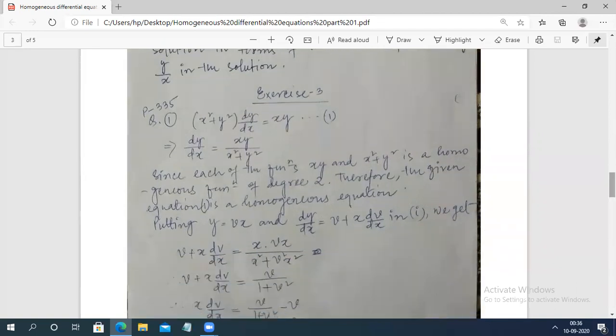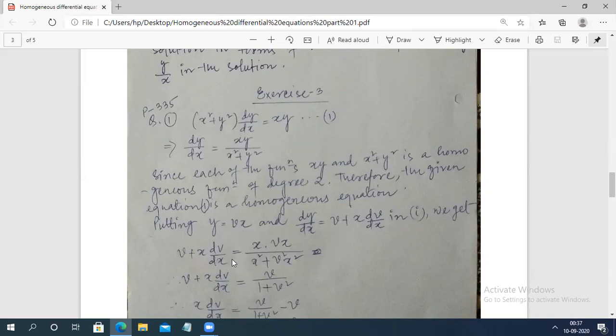Now we are going to substitute y with Vx. So put y is equal to Vx, then what will be dy by dx? Dy by dx will be v plus x dv by dx, through the product rule of differentiation: first function into differentiation of second plus second function into differentiation of first. So in place of dy by dx in the given equation, we will write v plus x dv by dx.